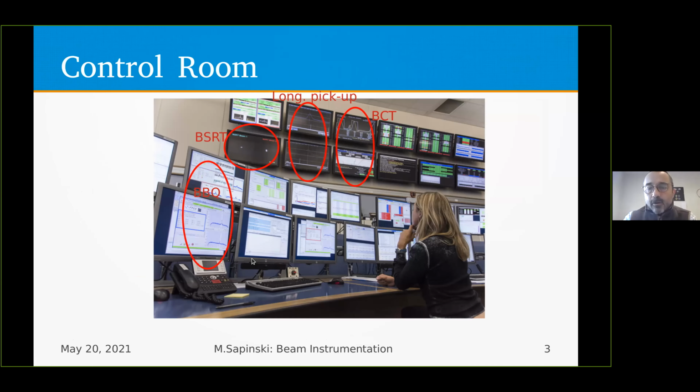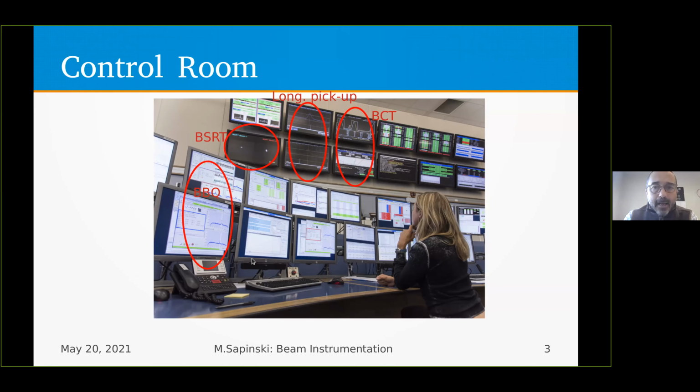Here you see a typical control room. This is actually from the LHC, but it doesn't matter. I think roughly half of the screens are related to beam instrumentation. The other half are vacuum, power converters, access system, radiation protection, but 50% is various beam instruments. So it is really a very important part of the operation.